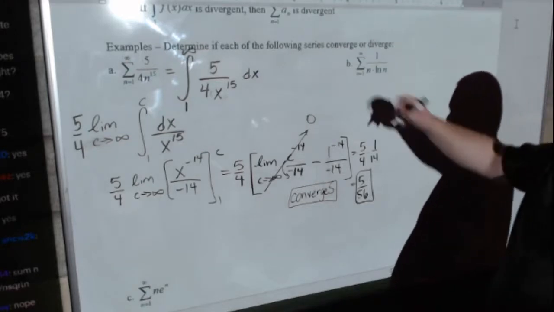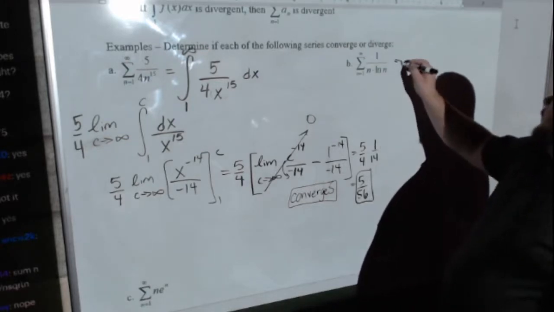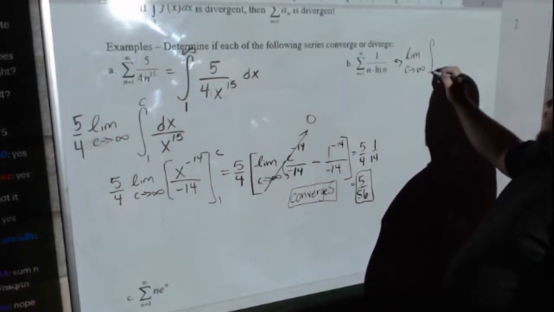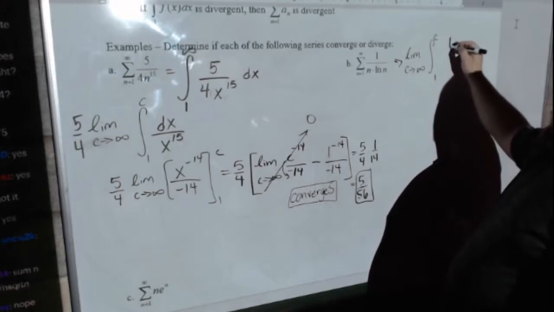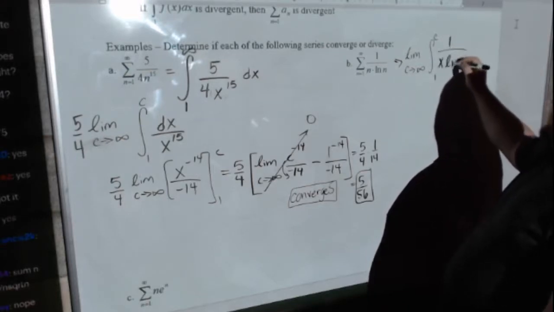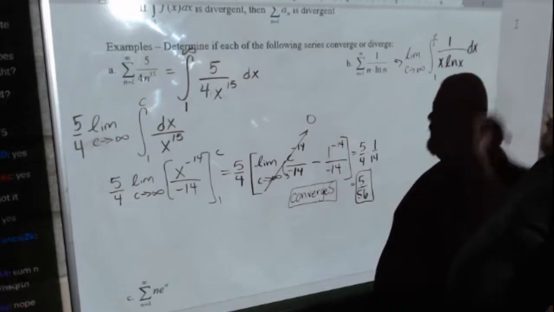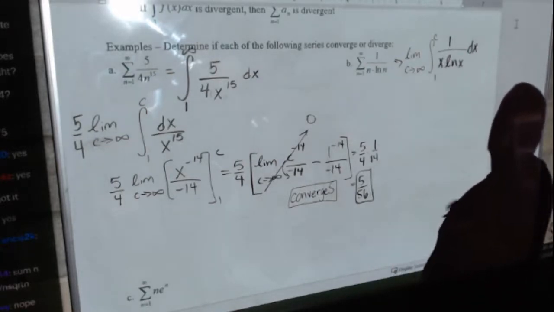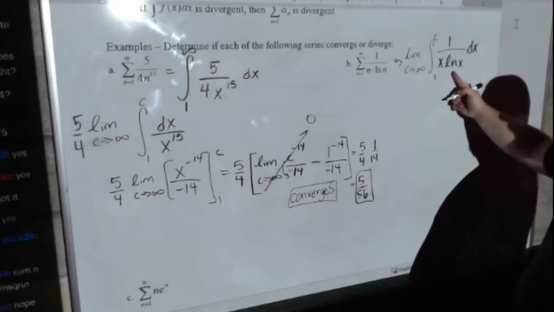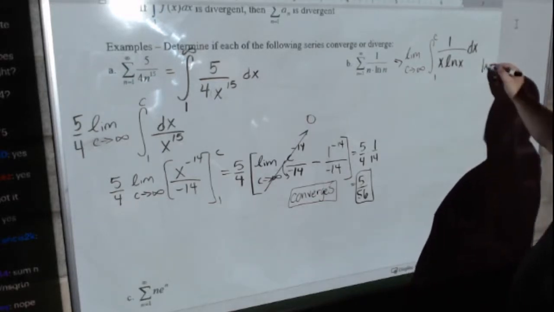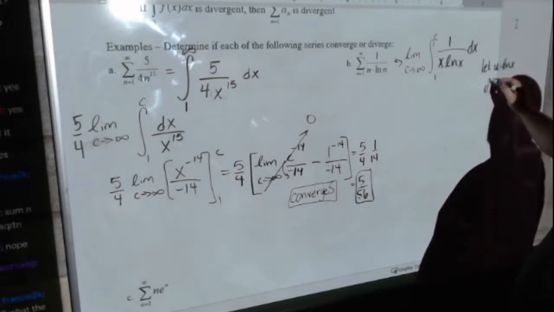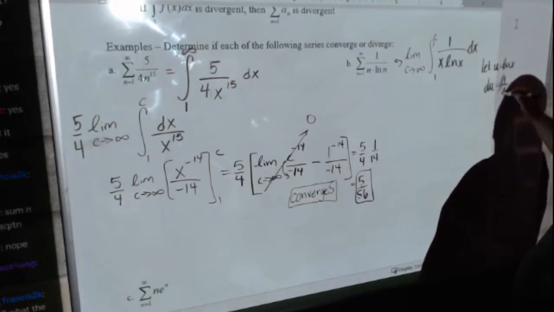Let's try this second one. This would be limit c approaches infinity, integral 1 to c, 1 over x natural log x, dx. This is a basic u substitution where I can let u equal natural log x. du is 1 over x dx.